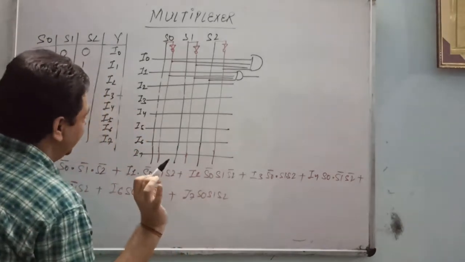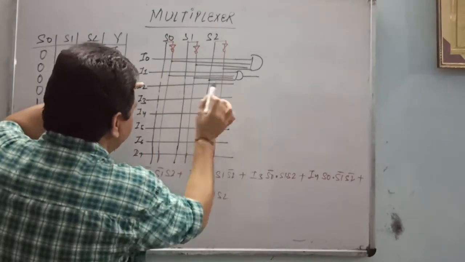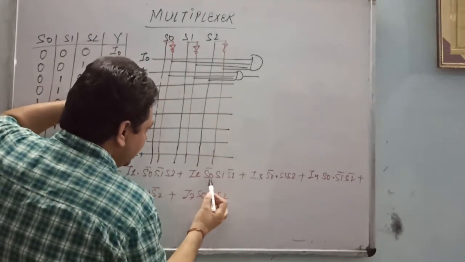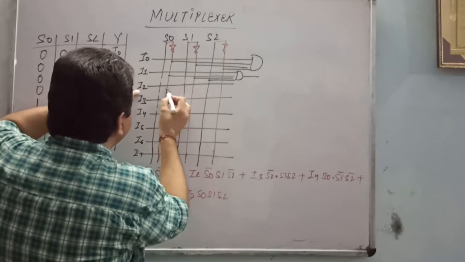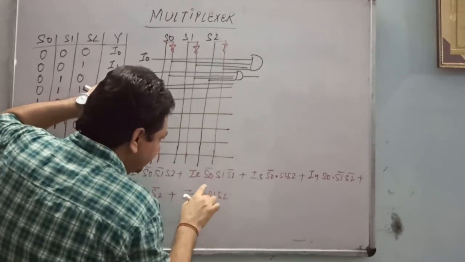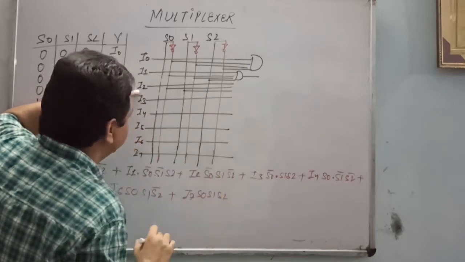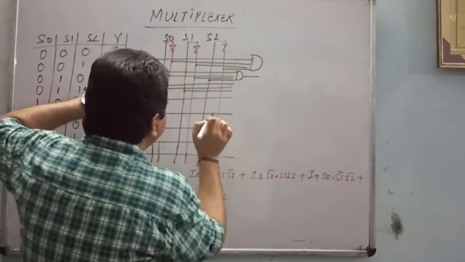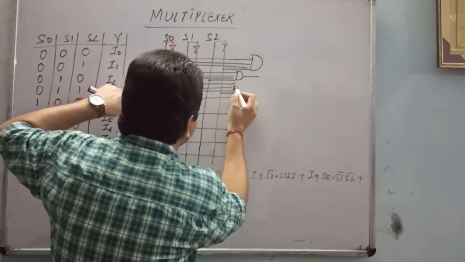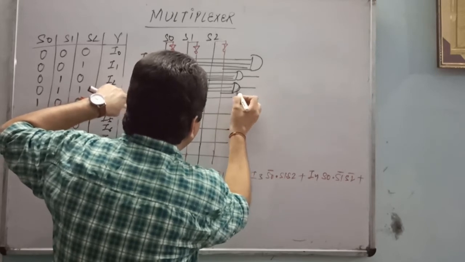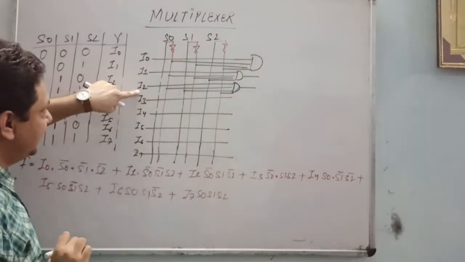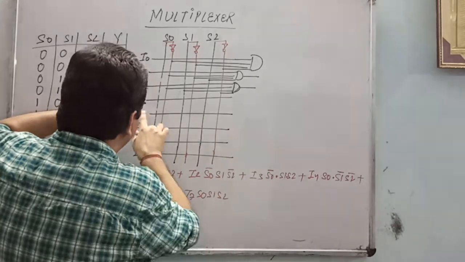But you will understand. I2: S0 is complement, so S0 means we have to connect by the NOT gate. S1 directly we can take. S2 is again complement, so by the NOT gate. If your concept is clear, then you can understand. Understand? After that I3, okay.